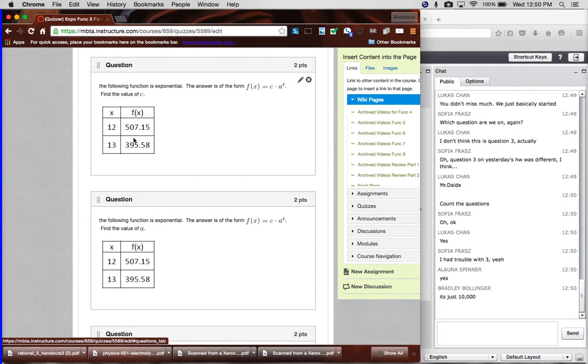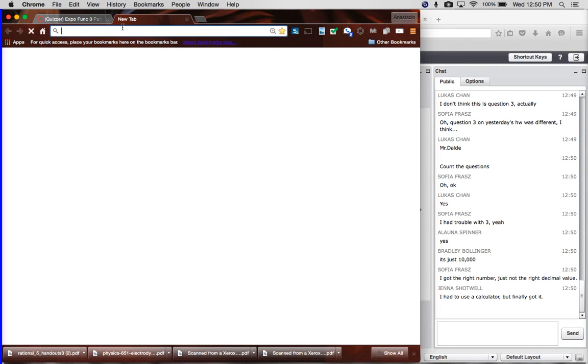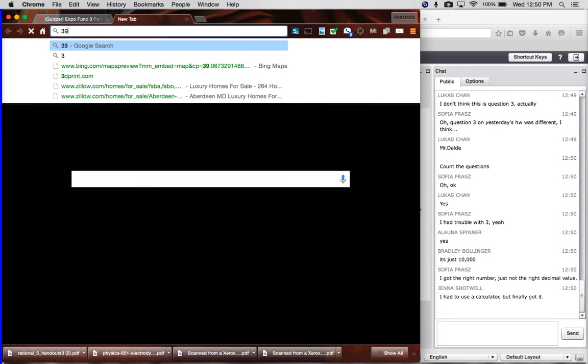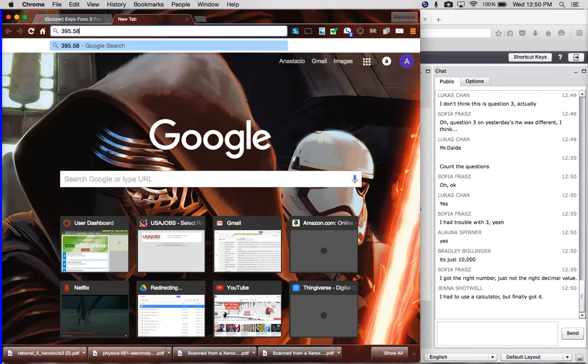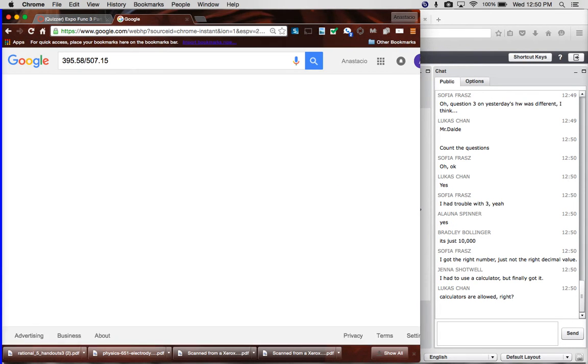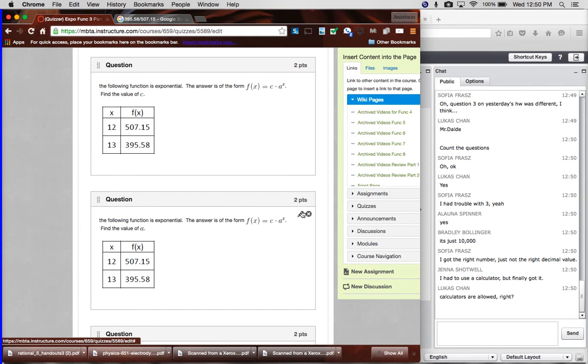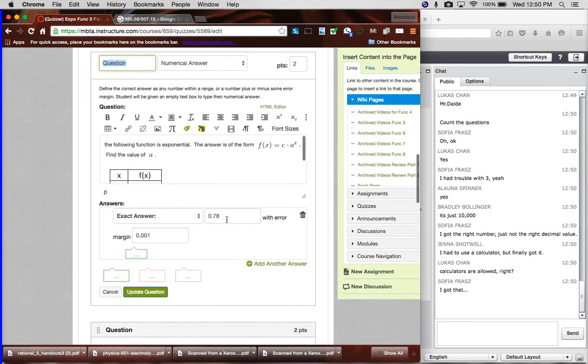So, for question 3, in order to figure out this A value, it's the ratio. All you have to do is divide 395.58 by 507.15. 395.58 divided by 507.15 is 0.7800. So our A value, which is this one, is 0.7800. We cool with that? Yeah, calculators are totally allowed.